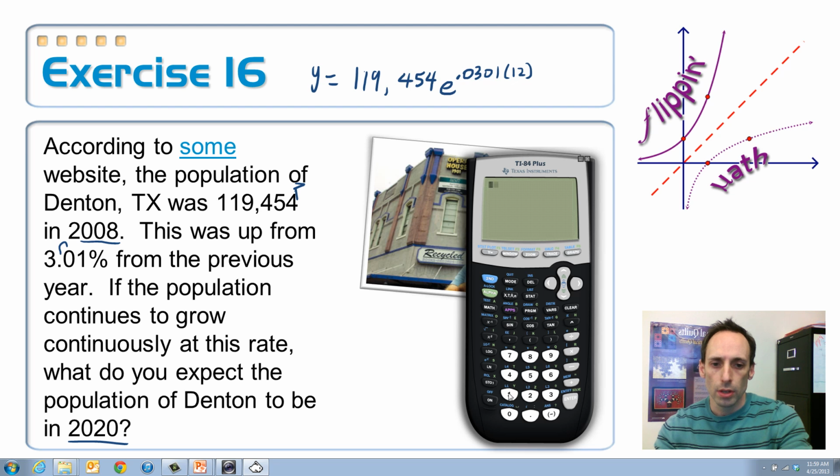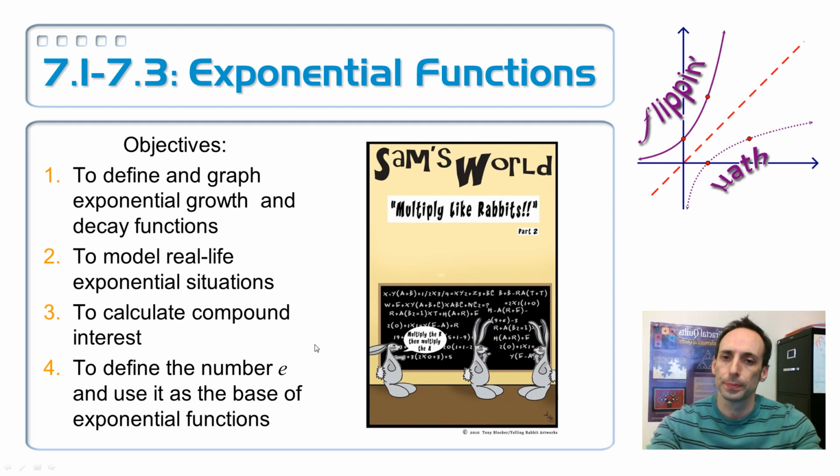So clear this out, 119,454 e. The hardest part is just accurately typing things in, and finding stuff on the calculator. 0.0301 times 12. So here's our prediction for the population. And if you recall what we got the first time, this is about 1,000 more people. Where did all those guys come from? Or girls, whatever. So there you go. That's what this model predicts for 2020 in Denton, Texas.